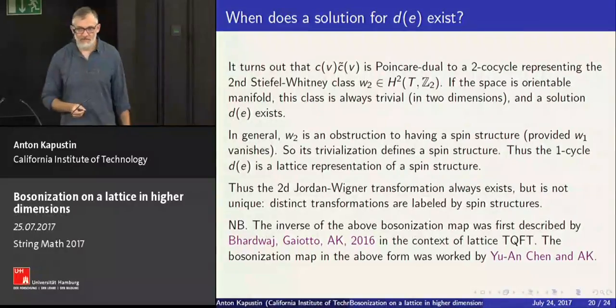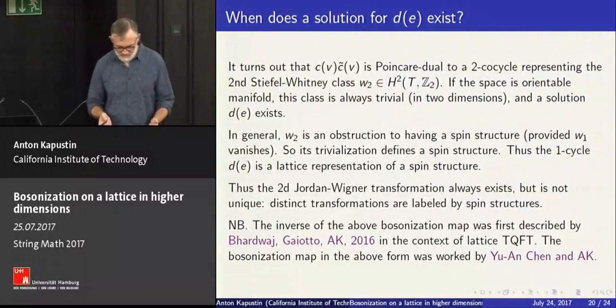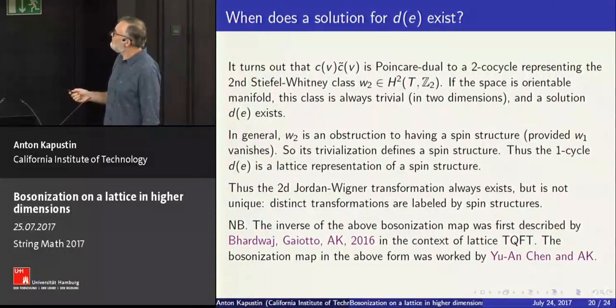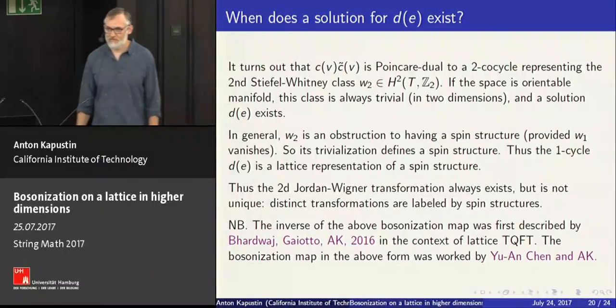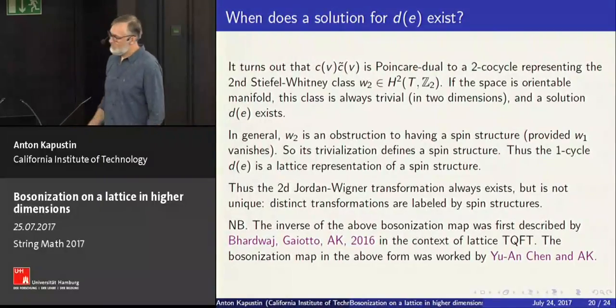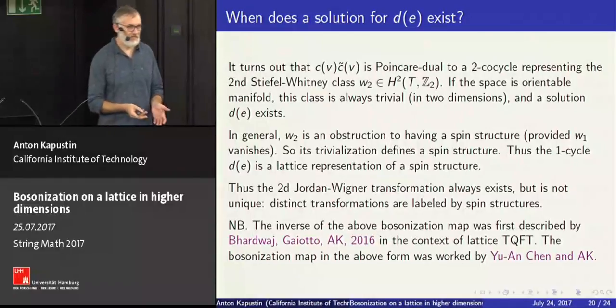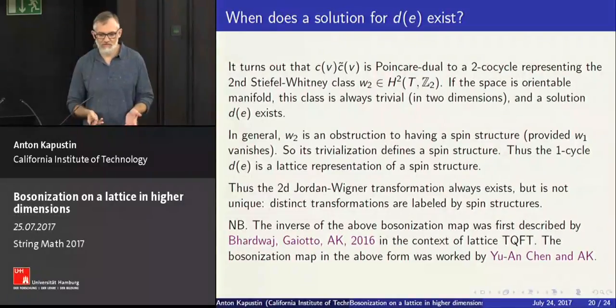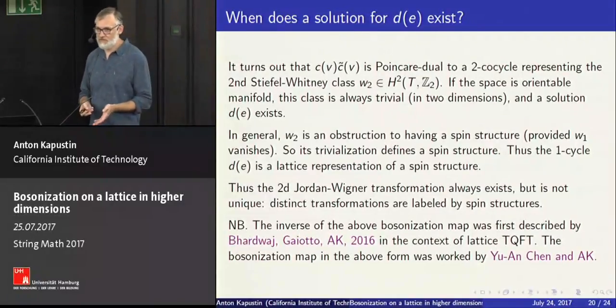So why did this happen? What's the relation between this funny condition and why should a Stiefel-Whitney class appear? Well, the Stiefel-Whitney class is an obstruction to having a spin structure. I'm assuming that the first Stiefel-Whitney class vanishes, so its trivialization defines, in other words, a spin structure. And basically, this one cycle is a lattice analog of a spin structure. So what I find is that in two dimensions you get inequivalent versions of the Jordan-Wigner transformation, but they correspond simply to choices of spin structure on your Riemann surface.